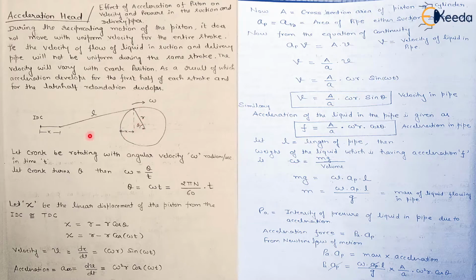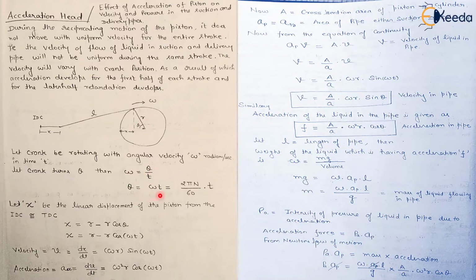Now you see here, let the crank be rotating with angular velocity omega. This is the omega, remember, and in time t, let the crank turn through theta. The crank at this position has now turned to this position, making an angle theta, then omega will be theta by t.